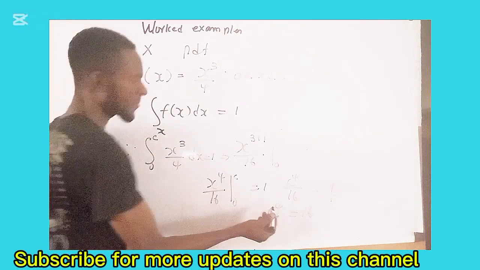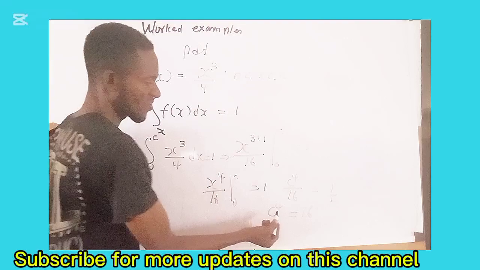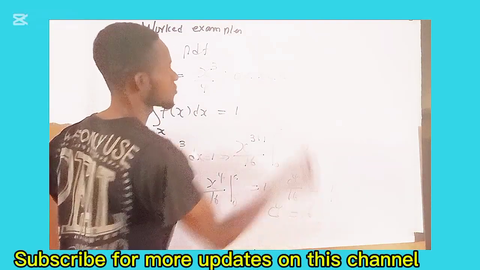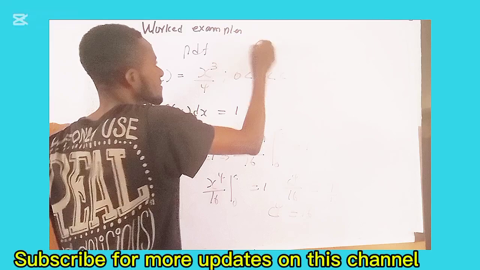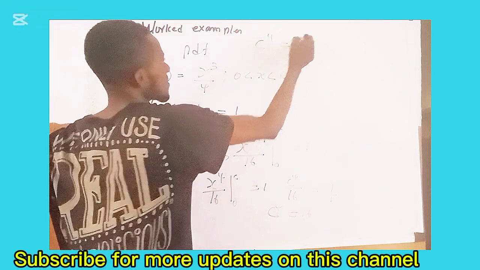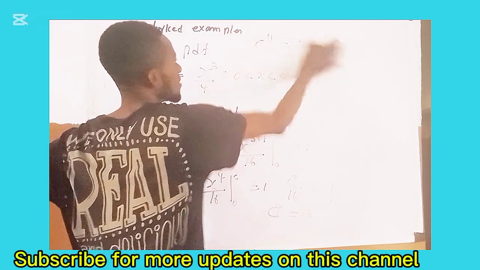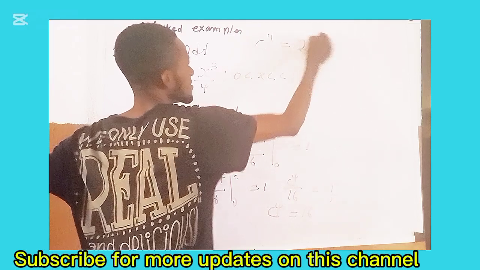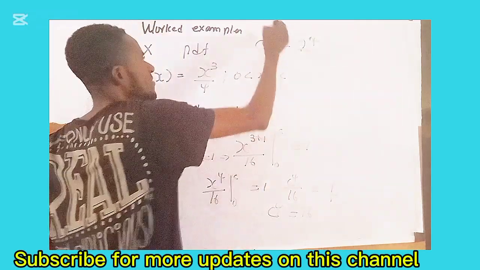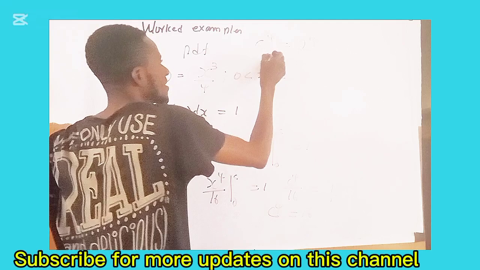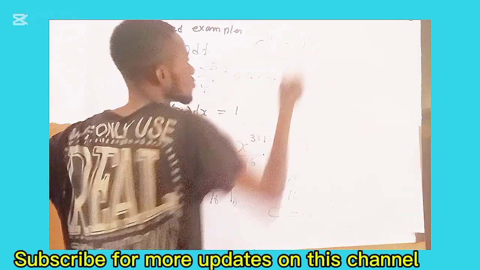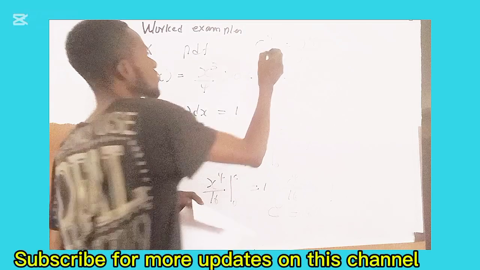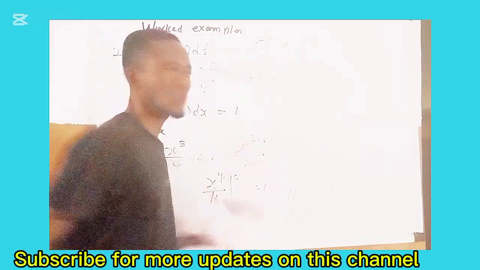So what is going to happen here is I can express this 16 to be 2 raised to power 4. So that what I have now is c raised to power 4 equals 2 raised to power 4, because 2 raised to power 4 is 16. To enable me cancel this 4 and cancel this 4. And my c equals 2. So my c equals 2 there.